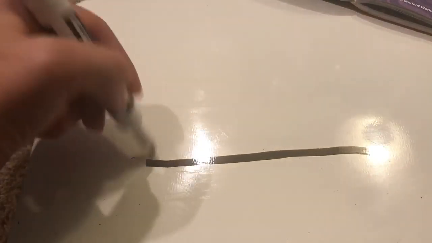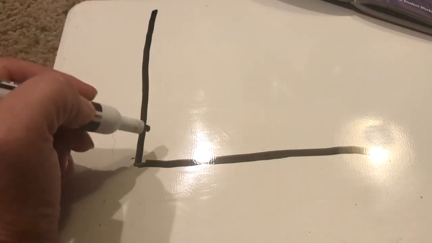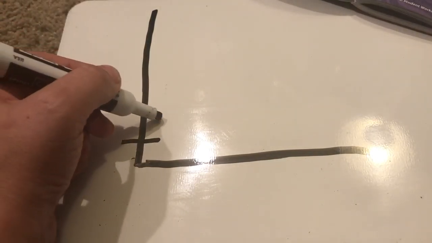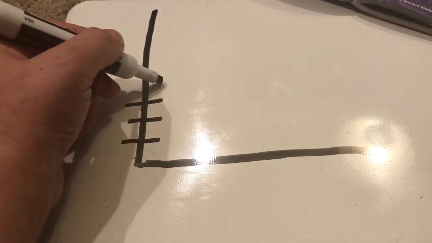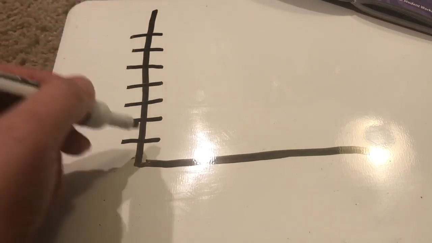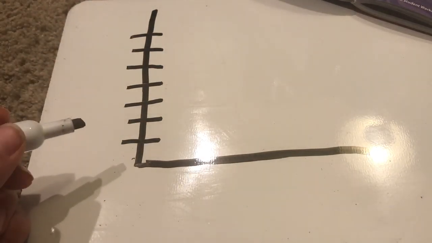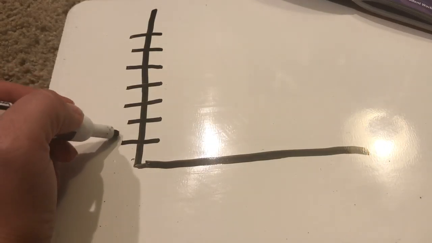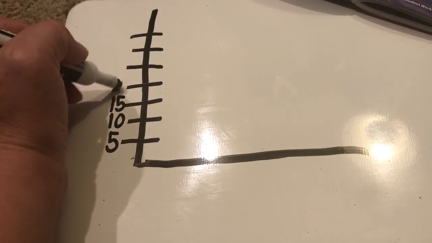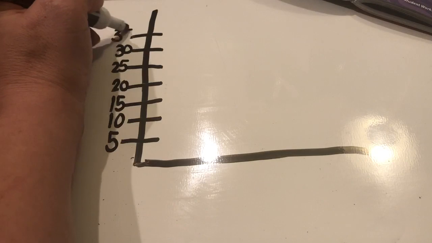So if you get a piece of paper and you just make a giant L like this, and maybe you have someone at home who could help you if it's hard for you to do, and just start making little dashes going up the side. This is if you don't have a printer to use. From there, you're just going to label it 5, 10, 15, 20, 25, 30, 35.